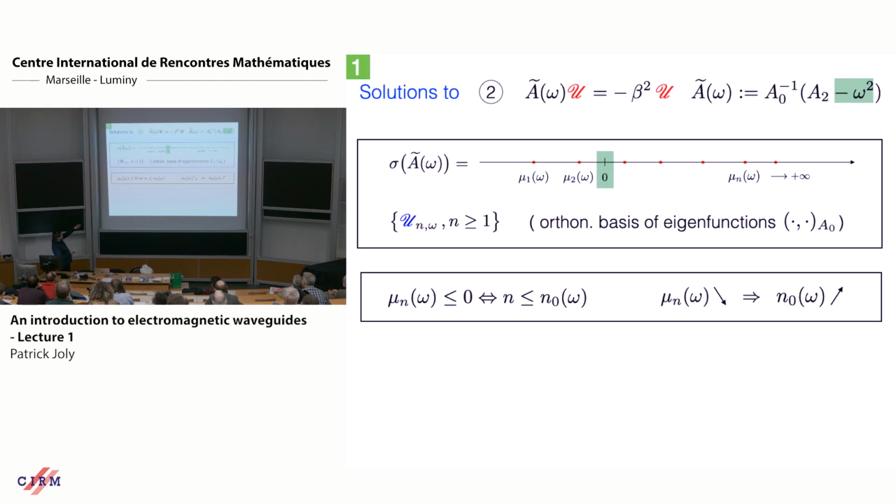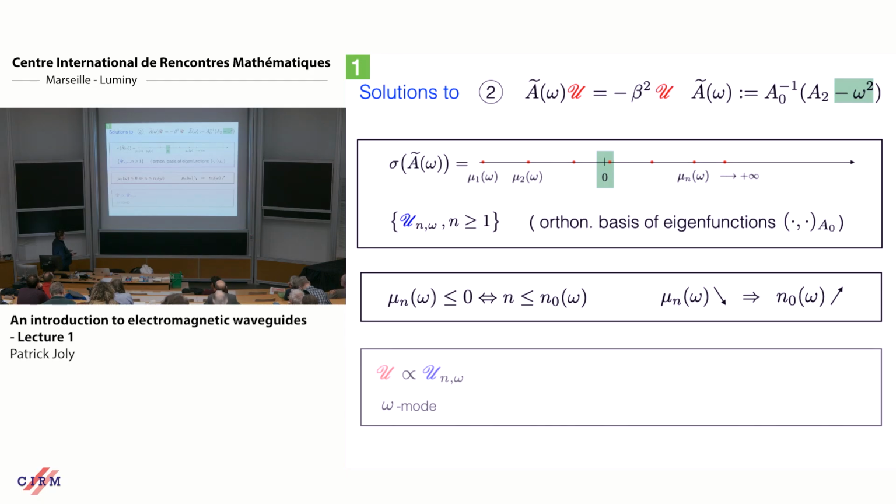For instance, from this situation, if you increase omega, the eigenvalues move like that. There is a threshold when one of these becomes zero, and after this threshold, a new negative eigenvalue appears, and this continues up to infinity.